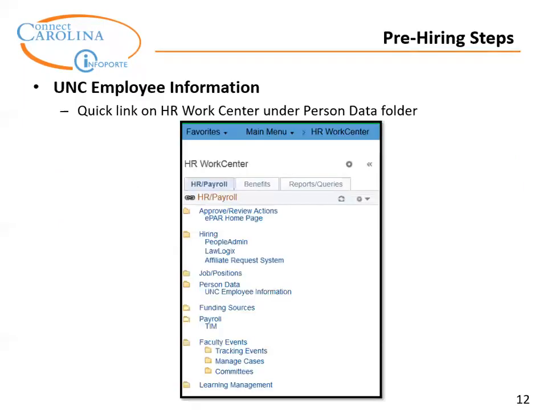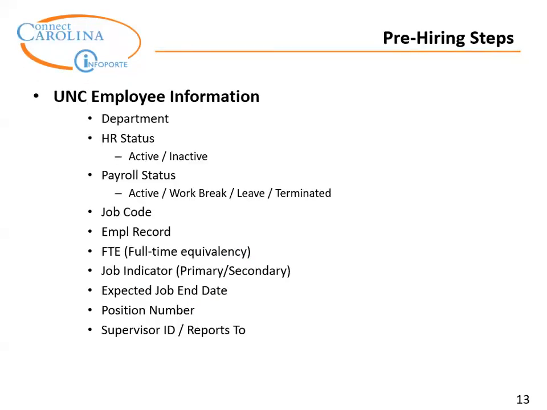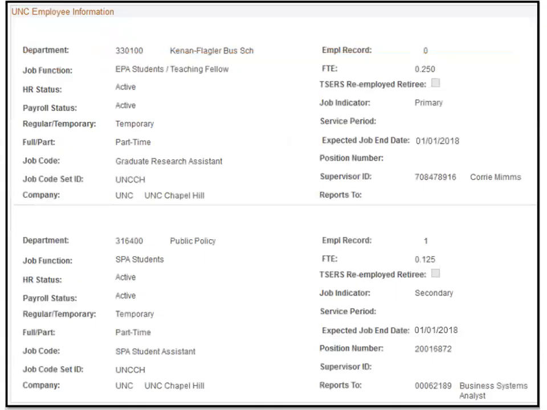Hires and transfers. First, we'll go through just a few slides about where you find information about students, or what you should look up before you perform a hire. Obviously, this is the work center, and of course we have the UNC employee information screen, which gives you all the details about a person, active or inactive. Basically, all the jobs they have will be presented on a screen like this. The important piece I'll call out here is certainly the expected job end date on a student.